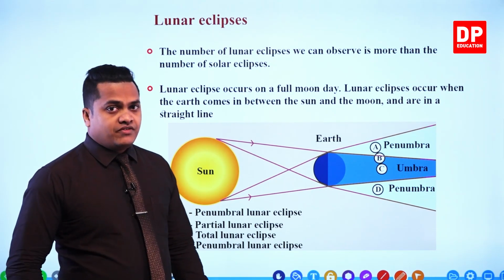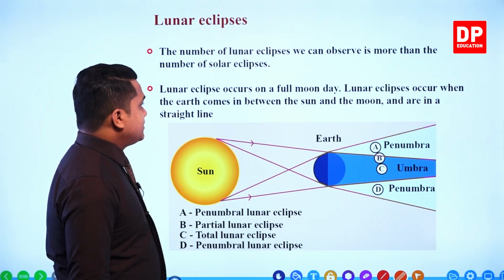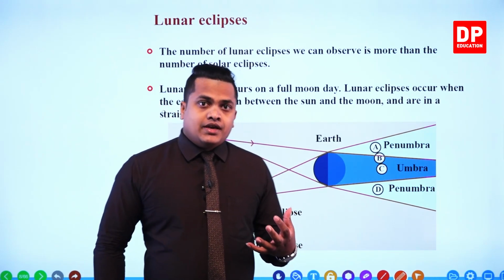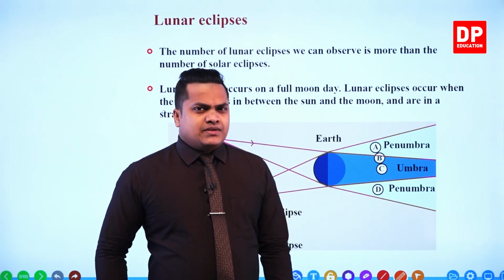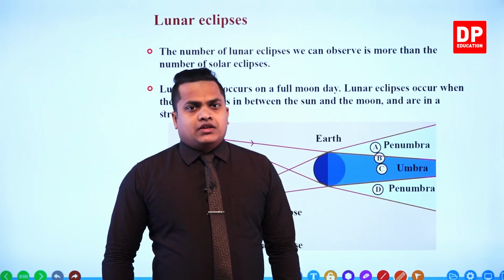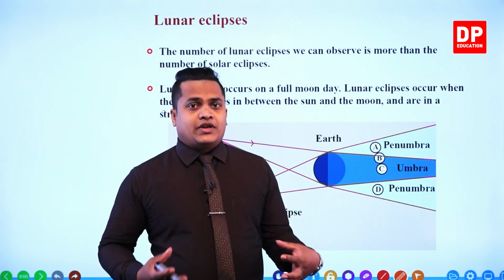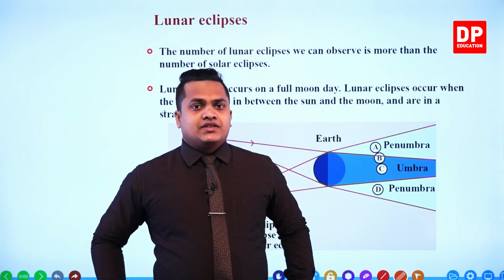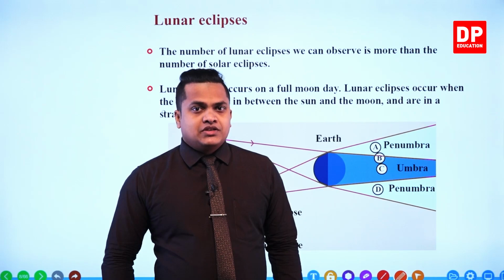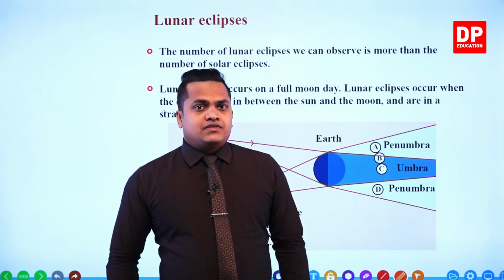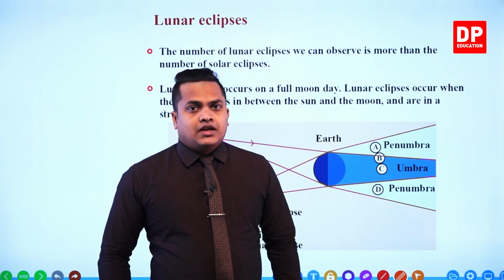As you can see here, the number of lunar eclipses is given as the main topic, and you are given a certain point here. The number of lunar eclipses we can observe is more than the number of solar eclipses. Like I said when we were studying about solar eclipses, solar eclipses are somewhat rare. But if you take the lunar eclipses, we can observe them far more; the number is way greater than the number of solar eclipses.